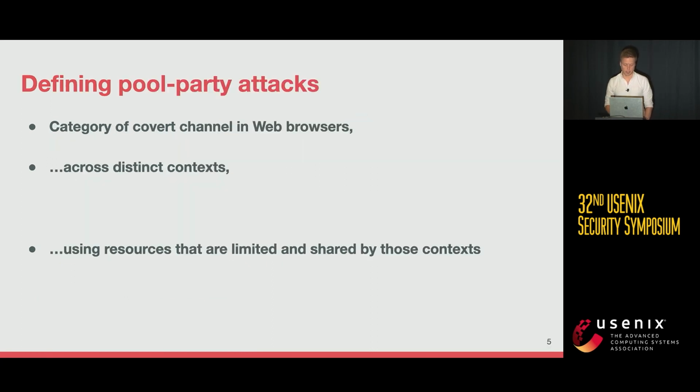So first, what is a pool party attack? A pool party attack has three properties. It's a kind of covert channel that exists in web browsers across contexts. A context might be two different sites, two different browser profiles, or two different applications, but across logically distinct contexts. And they build this covert channel by abusing resource pools that are limited, so you can only create so many of them, but they're unpartitioned by context.